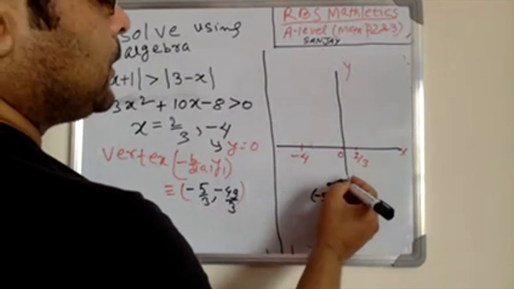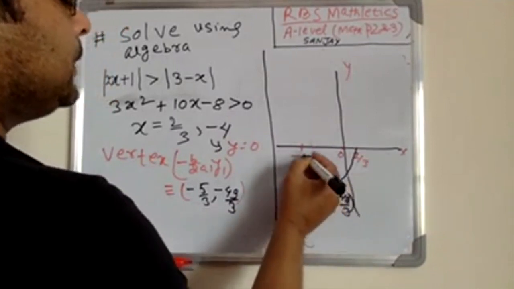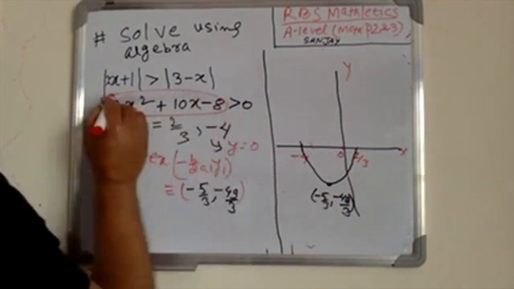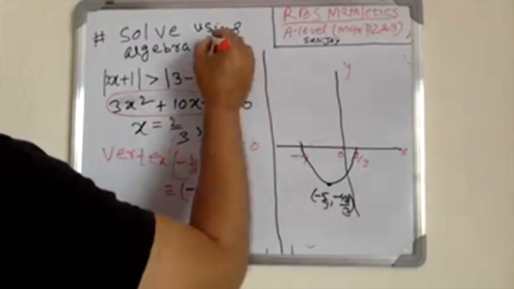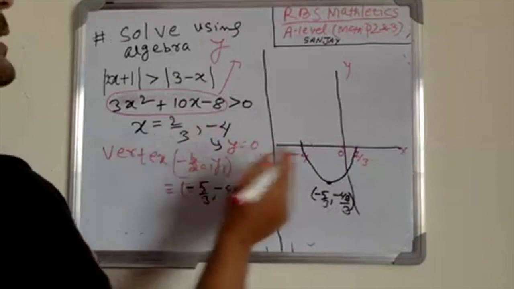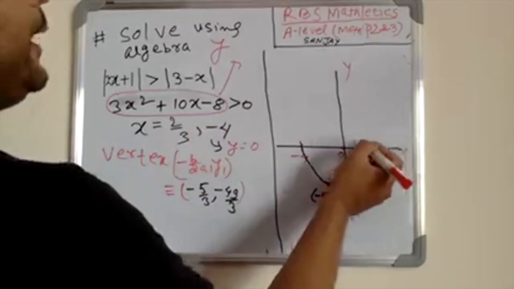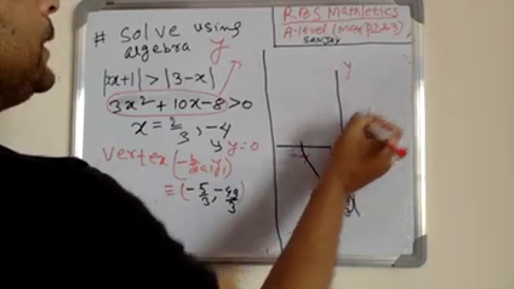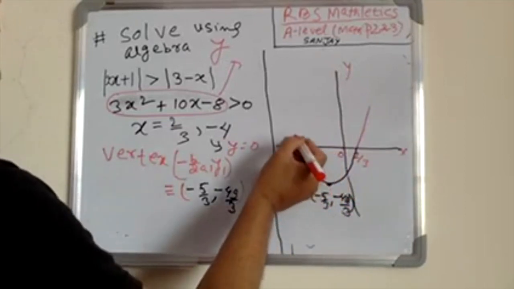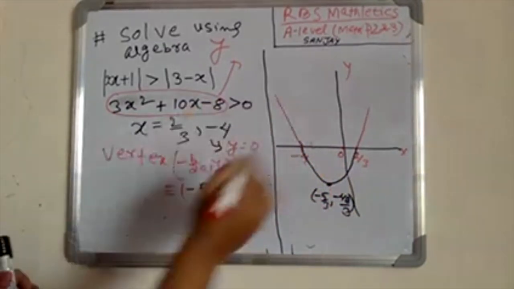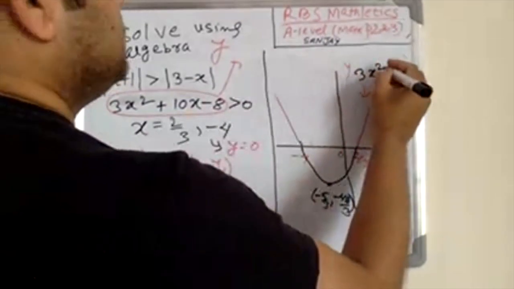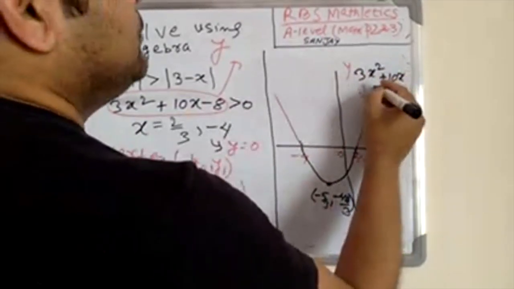And our curve will go like this, from downside here. But when you look at this inequality, this expression should act as y. As y is greater than zero in that case, to the right of this value of x, the curve is going this way. To the left of this value of x, that is negative 4, your curve will go up like this. And this curve has the equation 3x squared plus 10x minus 8.